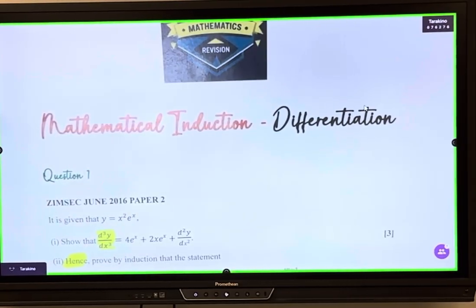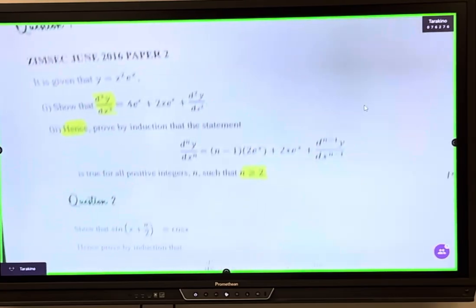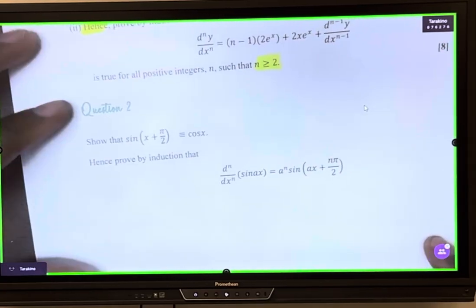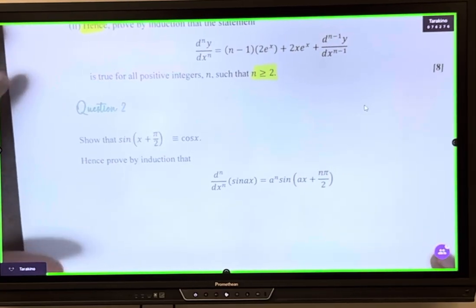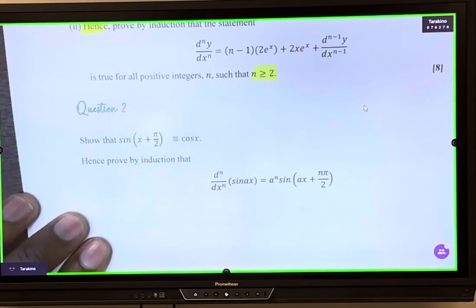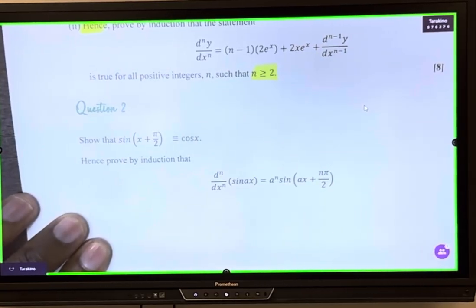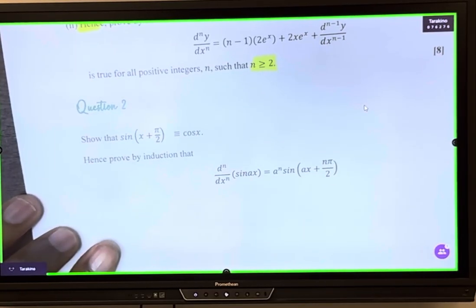So now we want to do the second problem on differentiation of trig functions. First part, it's saying show that sine of x plus pi over 2 is identical to cosine of x. Hence, prove by induction that the nth derivative of sine ax is equal to a to the n sine of ax plus n pi over 2.